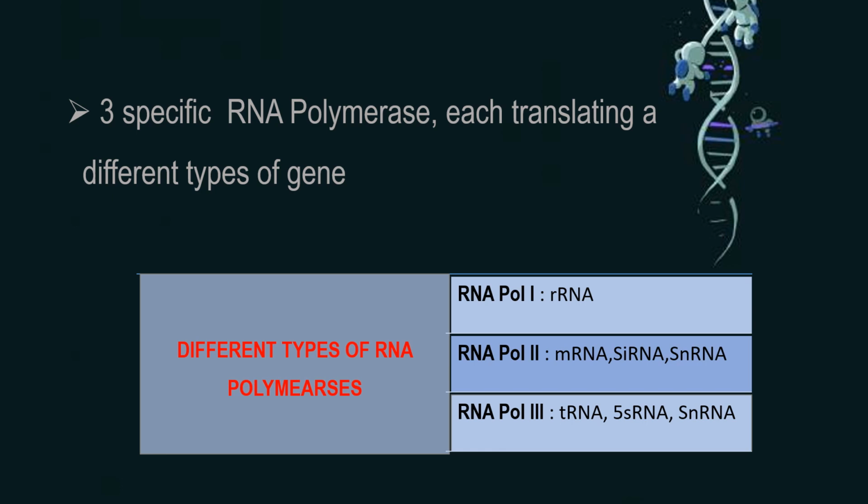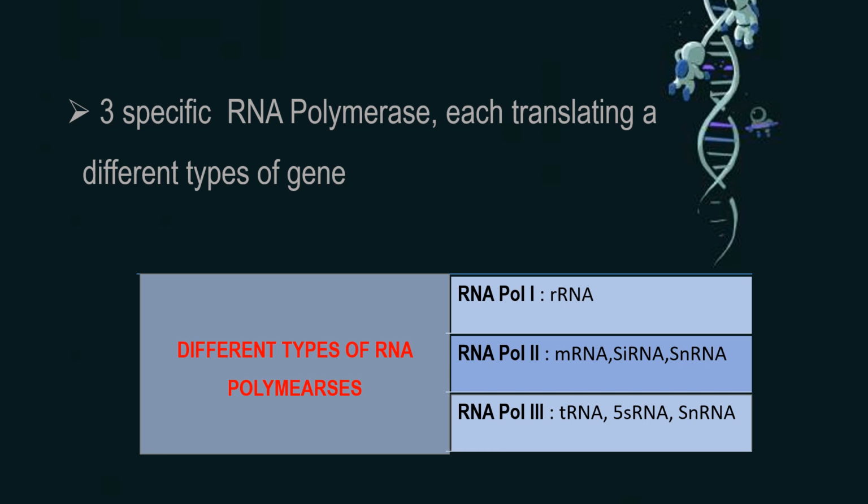In prokaryotes, a single RNA polymerase initiates the transcription of different types of RNA. But in eukaryotes, RNA polymerase comes in three variations, each transcribing different types of genes. There are three specific RNA polymerases transcribing different types of genes. The given table shows the different types of RNA polymerase and the different types of RNA they synthesize.